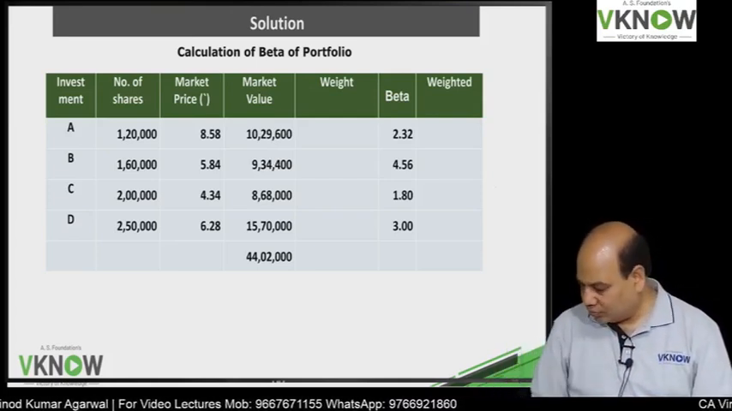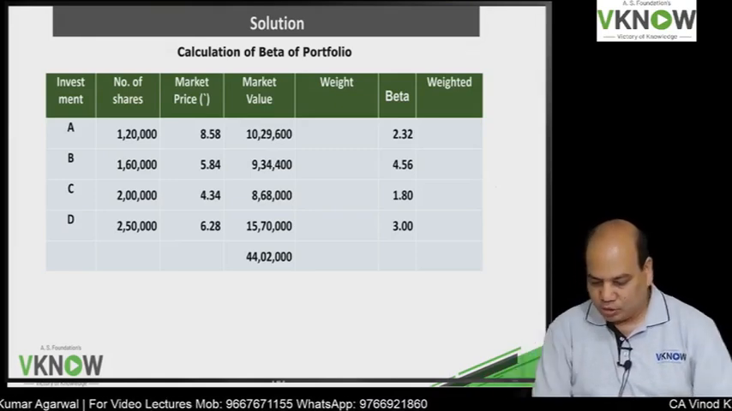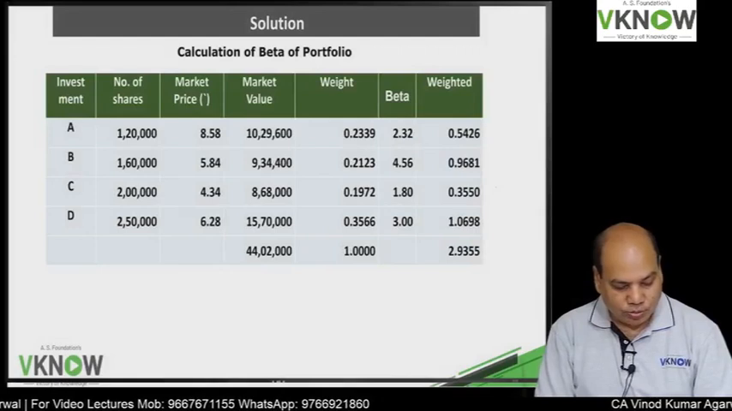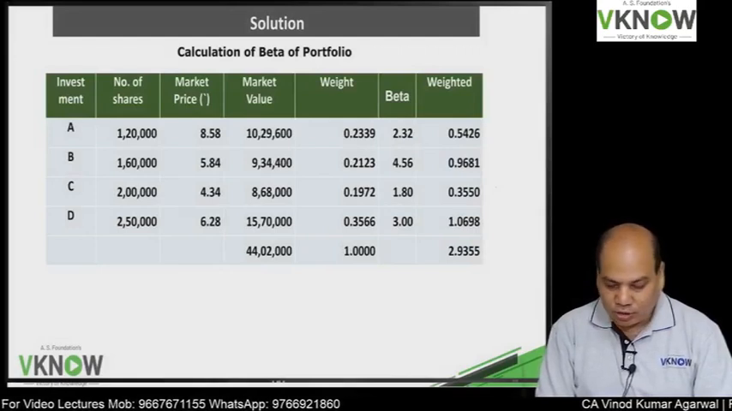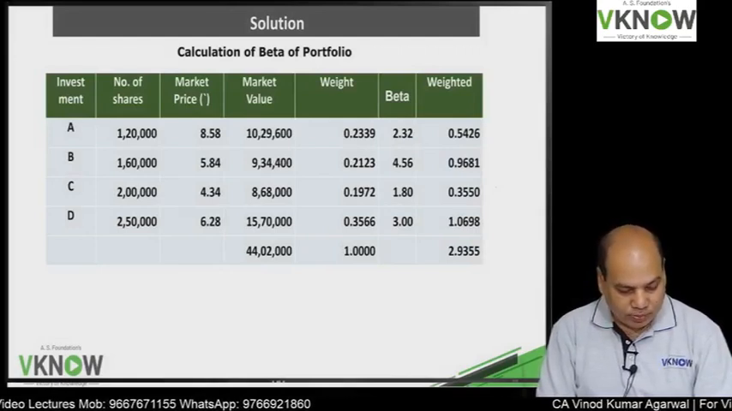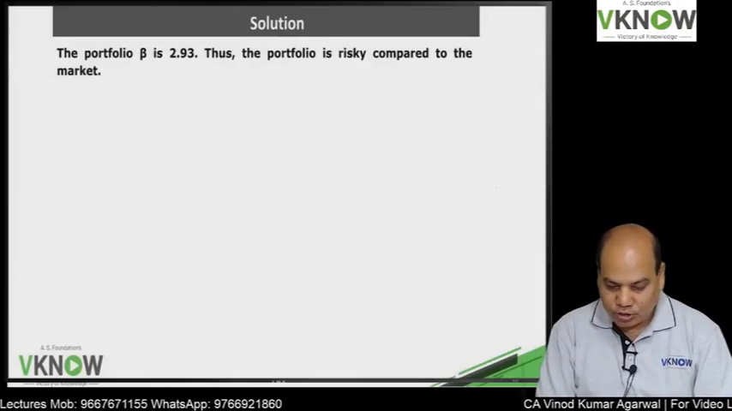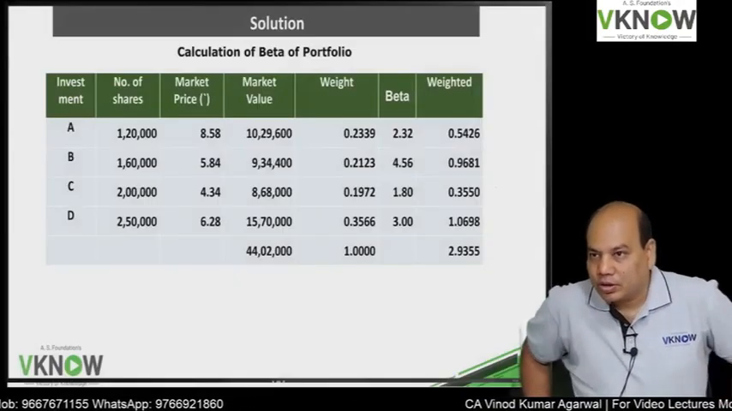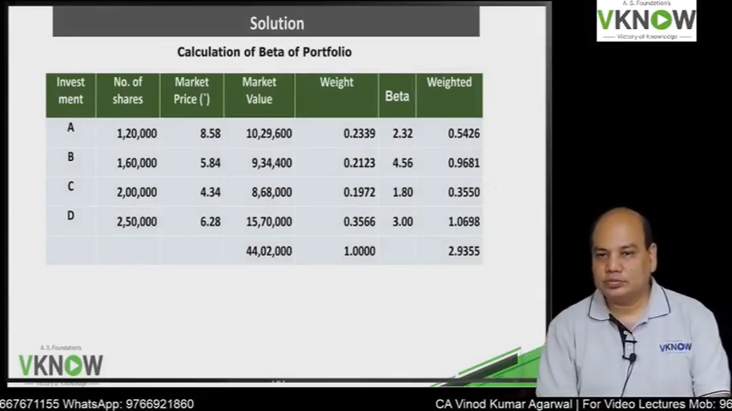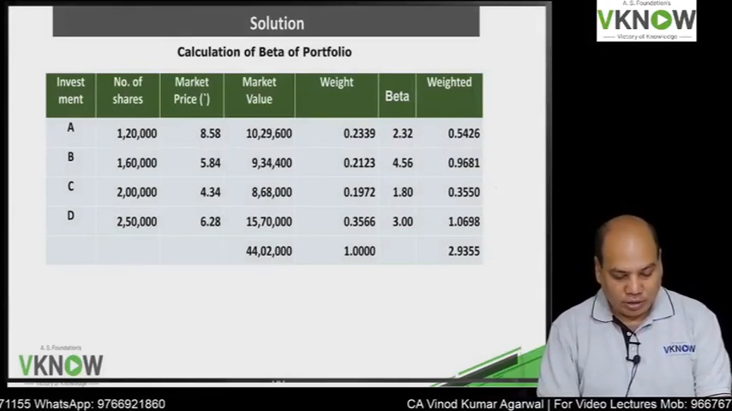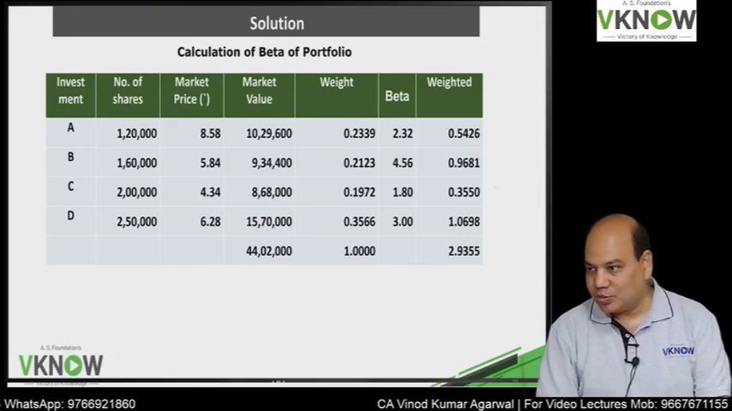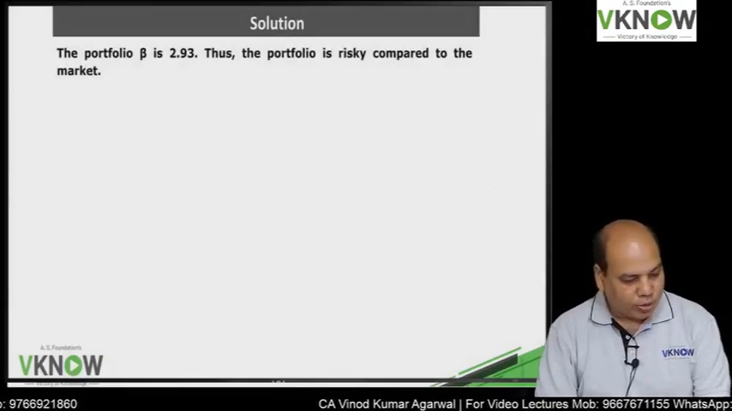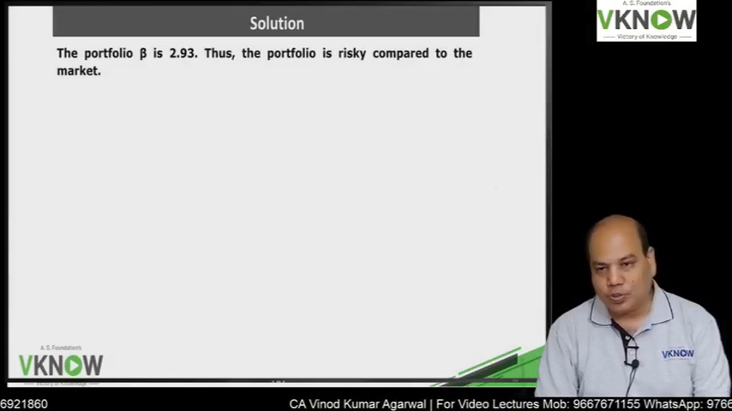Okay, so are you able to solve? Check the answer. Final answer is 2.93. Geetika got it right. Rishabh, Priyanka, students who are in the classroom, they also got it right. Just check it again. Is it right? 2.93? No mistake? You can't make mistake in such basic questions. Otherwise, you lose mark. This is a bonus mark, 2 mark portfolio beta.